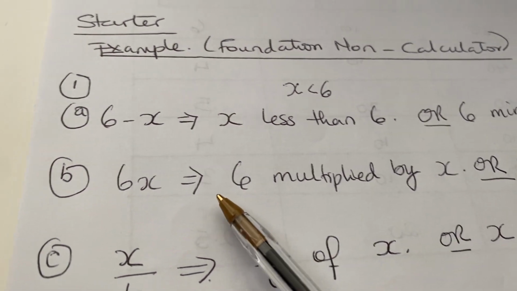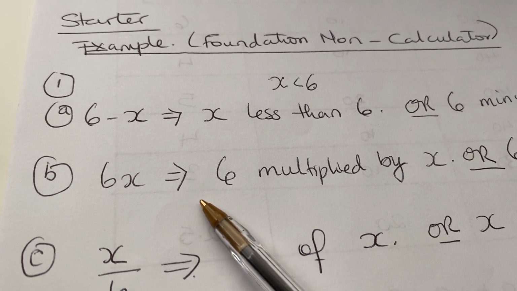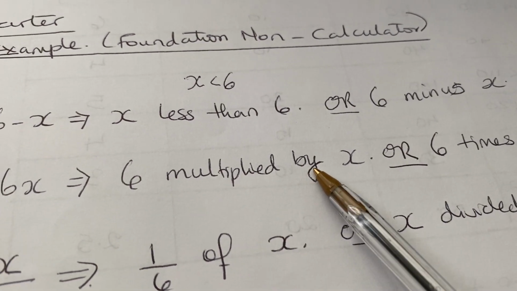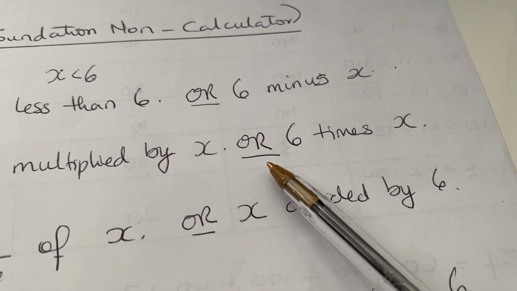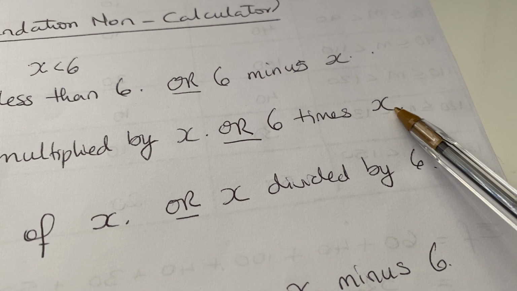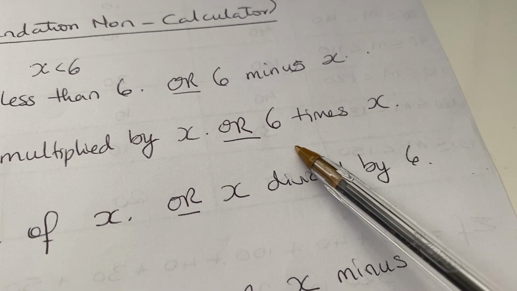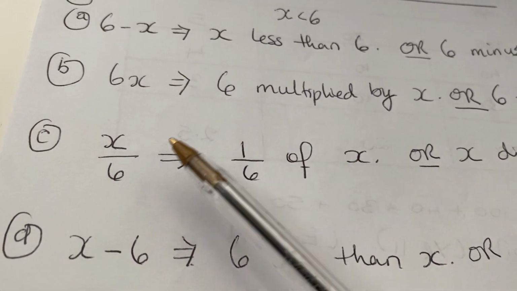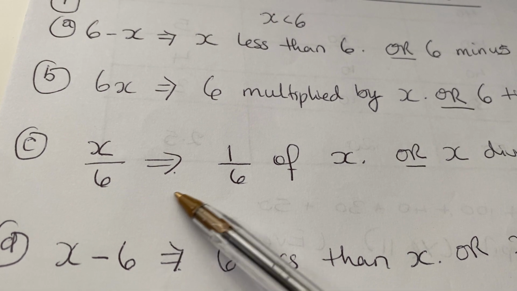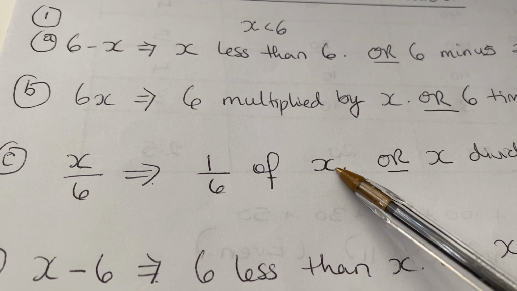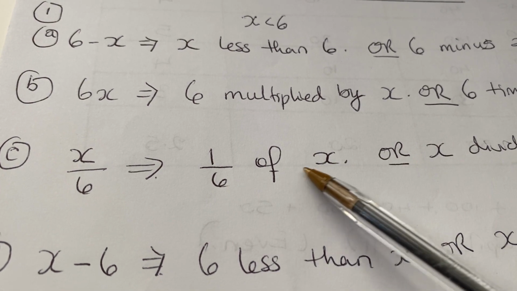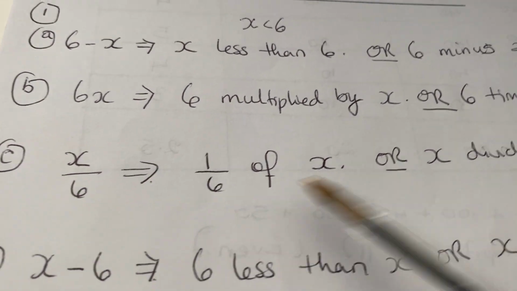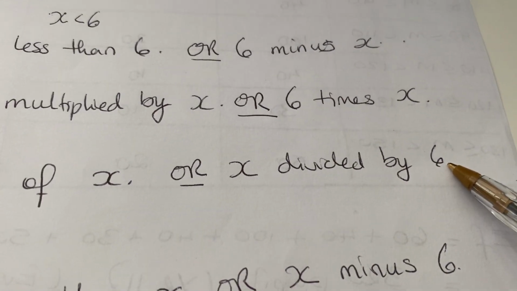Now, the second one is 6 times x, 6x. So it's either 6 multiplied by x or 6 times x. You have to look out for what they're asking you to do and circle the right one. Now, x over 6. So this is either 1/6 of x. 1/6 of x can be 1 over 6 times x, which will give you x over 6, or x divided by 6.